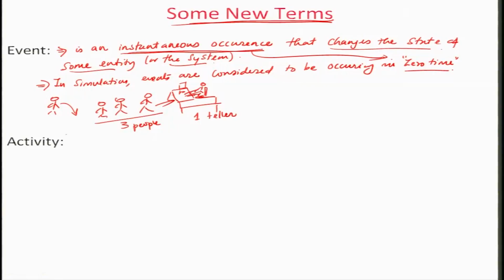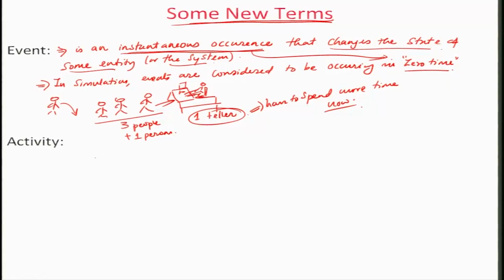Suddenly the state of the system changes, it becomes 3 plus 1 persons, and the teller will now have to spend more time because the 4th person came in. So the state of the system changed, and the state of the entity has changed. In this case, the teller state has changed, and the system state has also changed. That kind of occurrence is what we call an event.